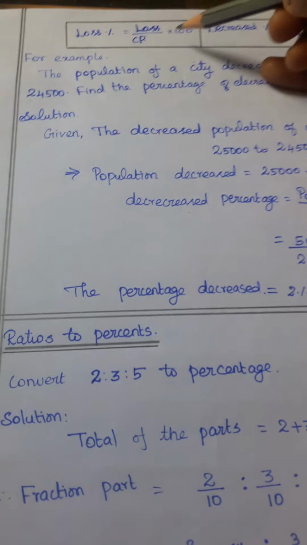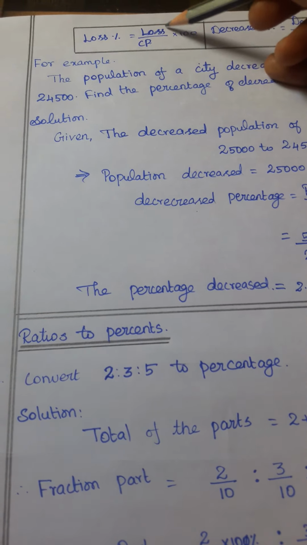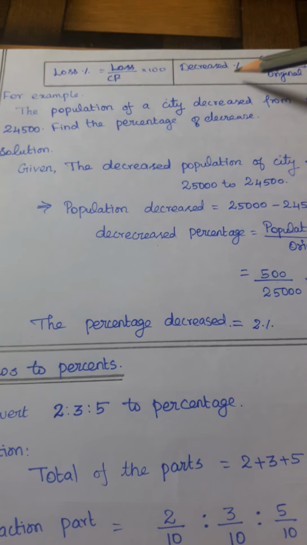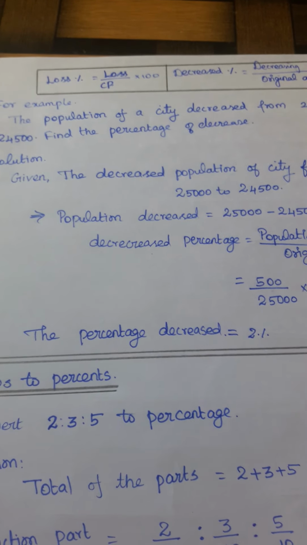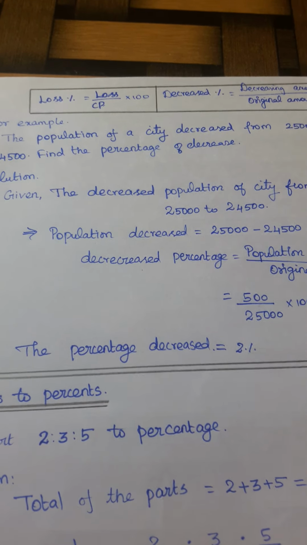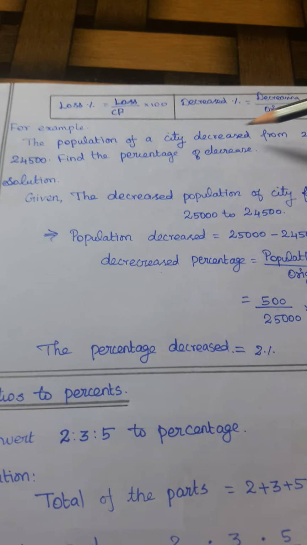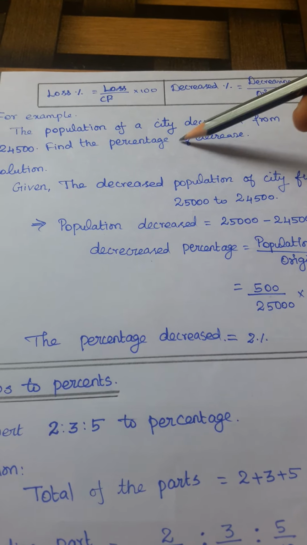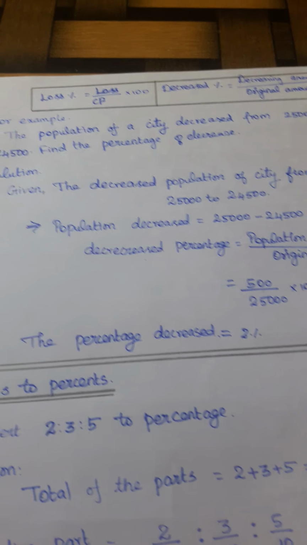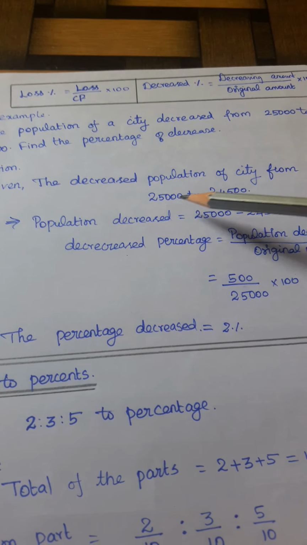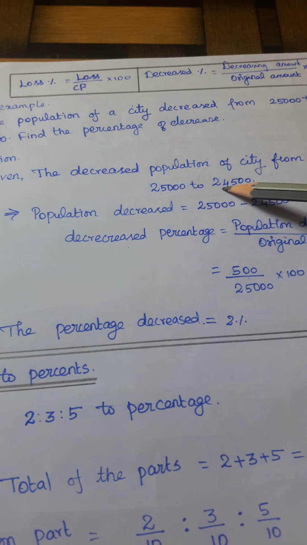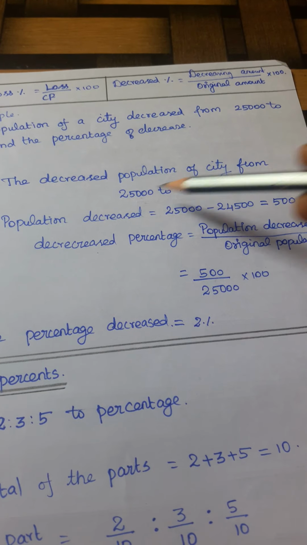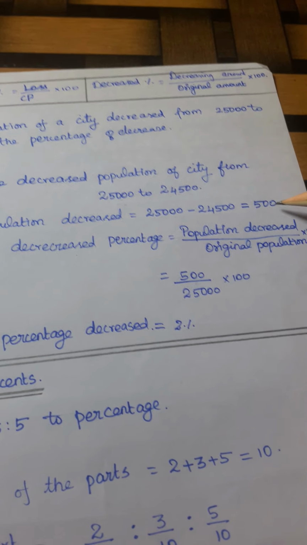Next one, loss percentage. The loss percentage formula is loss by cost price into 100. Another formula is the decrease percentage: decreasing amount divided by original amount into 100. In this question, the population of a city decreased from 25,000 to 24,500. Find the percentage of decrease. First we need the decreasing value. For that we subtract, and we get 500 as the answer.